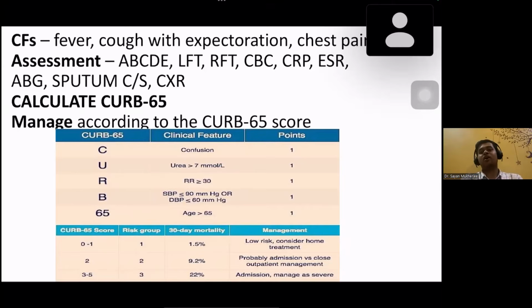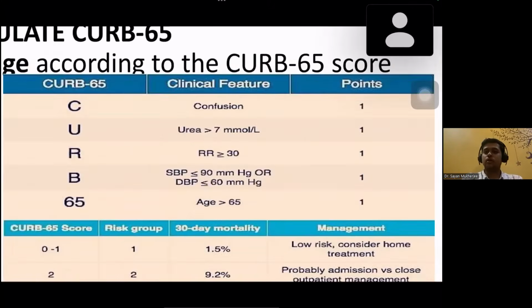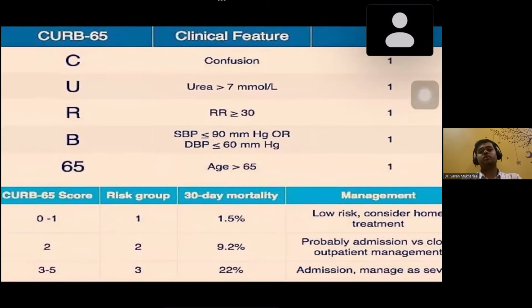Next, I want to introduce this CURB 65 score. Very useful. It's a risk stratification tool. It has a total of 5 parameters. You can see here: confusion, urea more than 7, respiratory rate more than 30, systolic blood pressure less than 90, diastolic less than 60, and age more than 65.